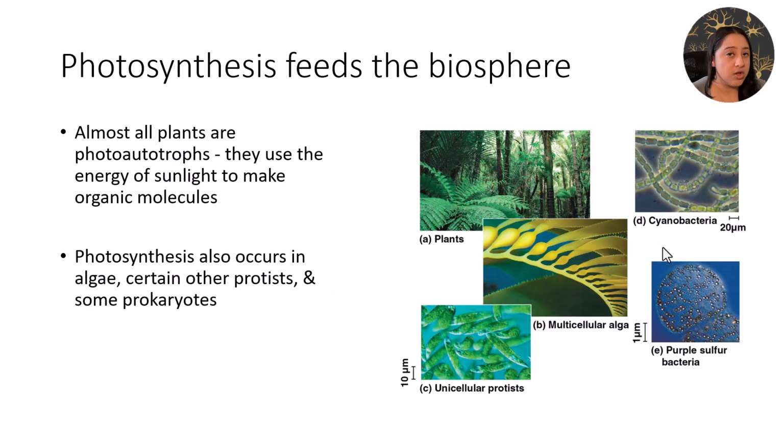Almost all plants are photoautotrophs. They use the energy of sunlight to make organic molecules. So we definitely think of plants when we think about photosynthesis. But photosynthesis also happens in algae, certain other protists, and some prokaryotes.